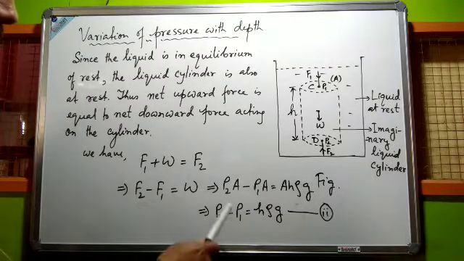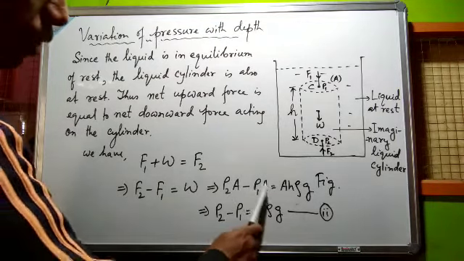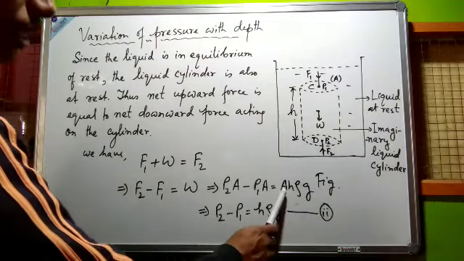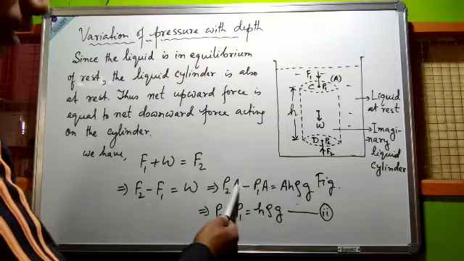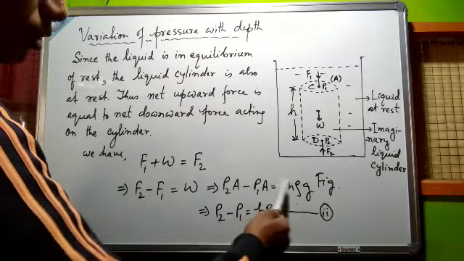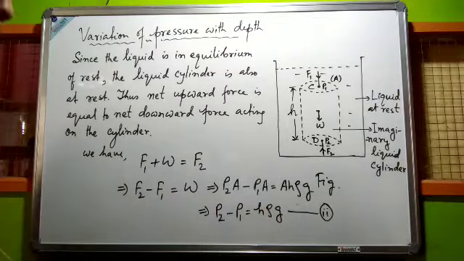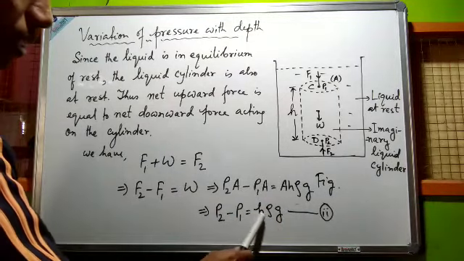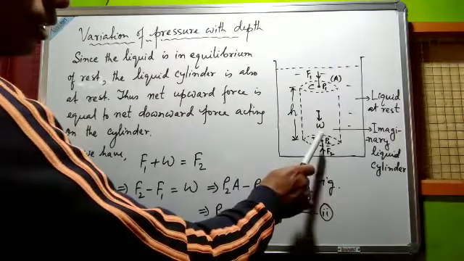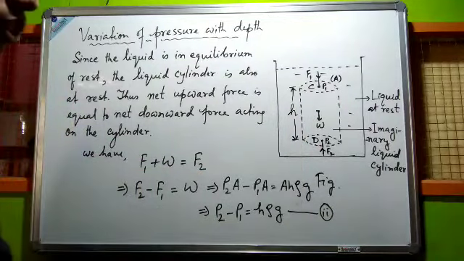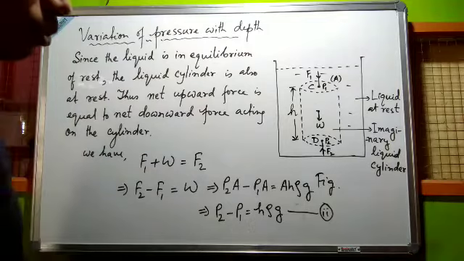Force is pressure into area, so F2 is P2 into A and F1 is P1 into A. And W is A h rho g, and with that, capital A cancels on both sides. Now P2 minus P1 is h rho g. P2 minus P1 is the pressure at D minus the pressure at C, that is the pressure difference between the two points C and D, and this is equal to h rho g.